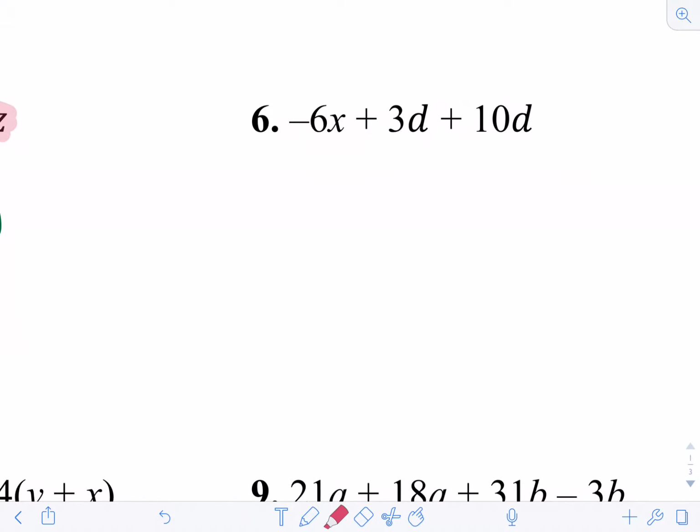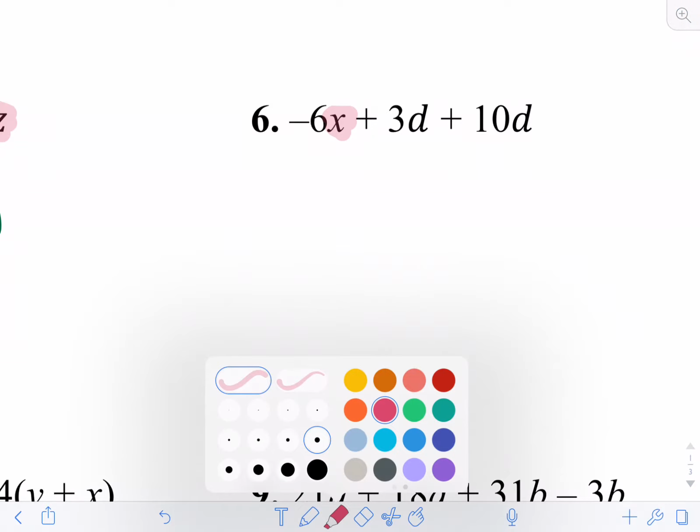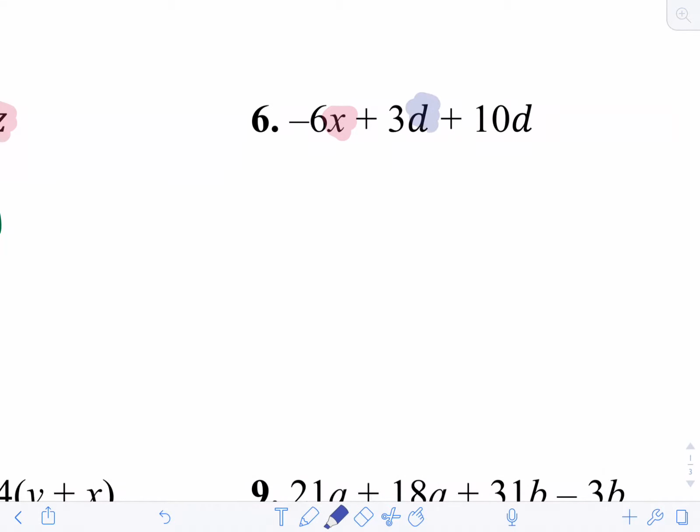Right, number 6, so I'm going to read my expression and highlight my variables. I have negative 6x plus I have 3d plus 10d. Okay, so notice I changed my colors here, and the reason why is because my variables are different.